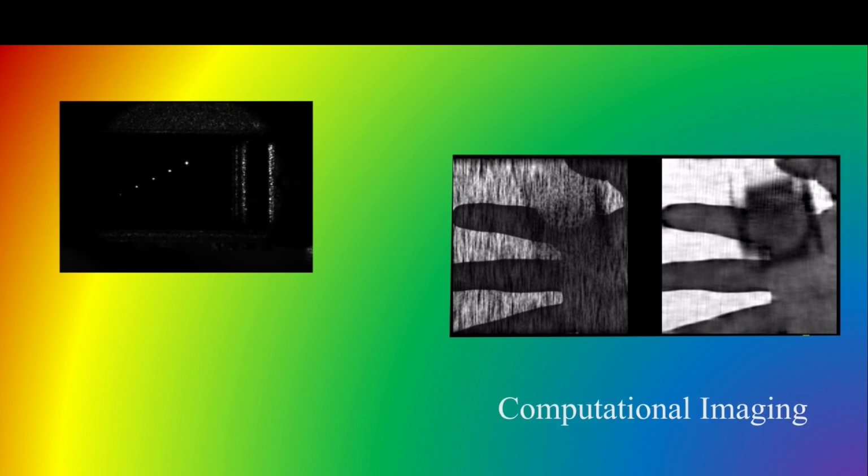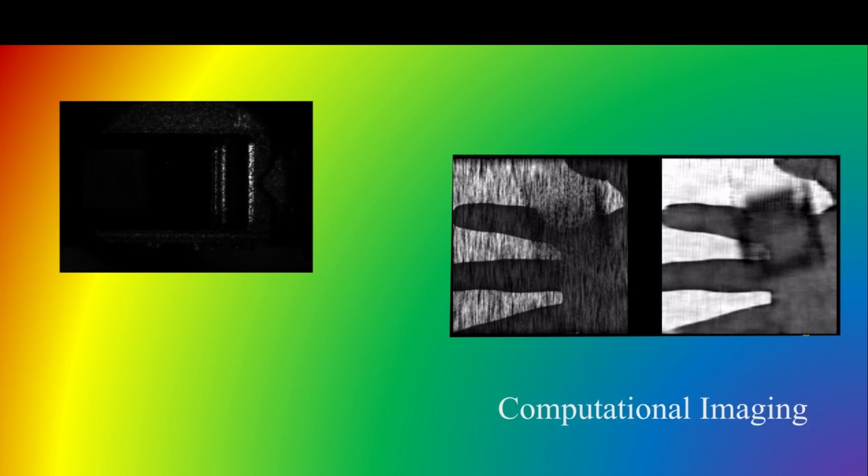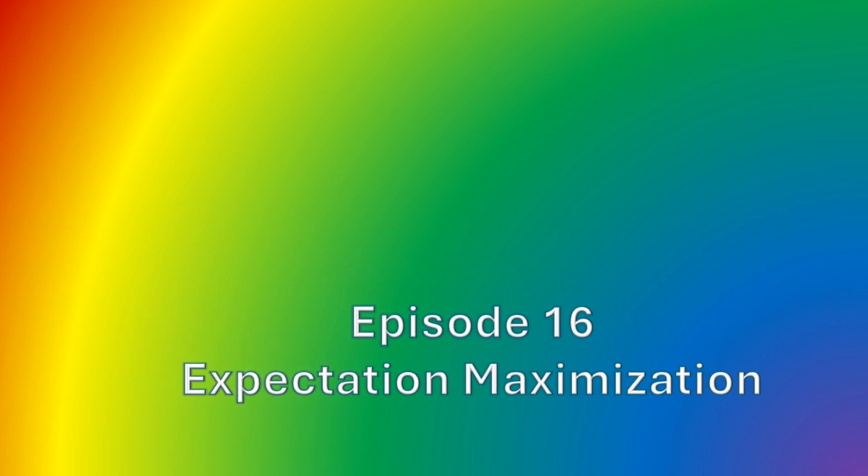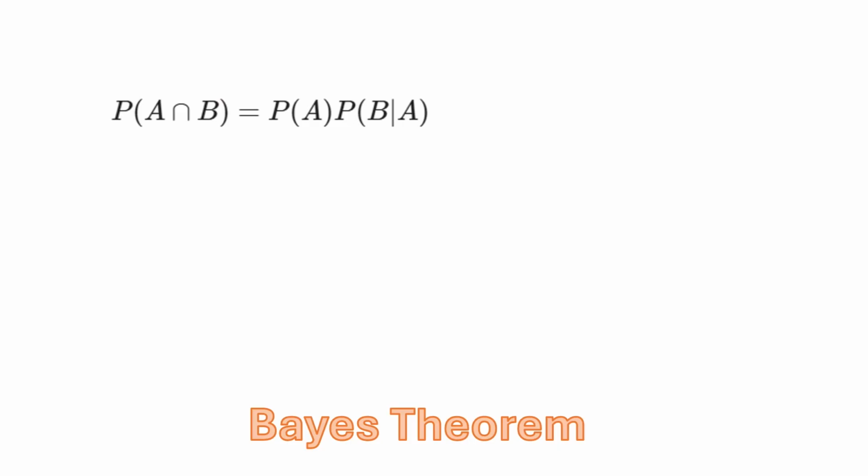Computational imaging. Episode 16, expectation maximization. Suppose that there's two states that we're interested in.